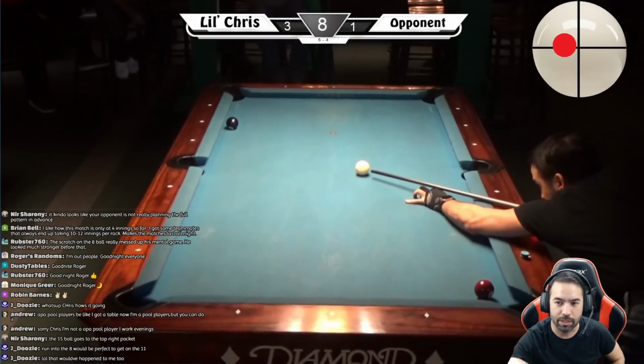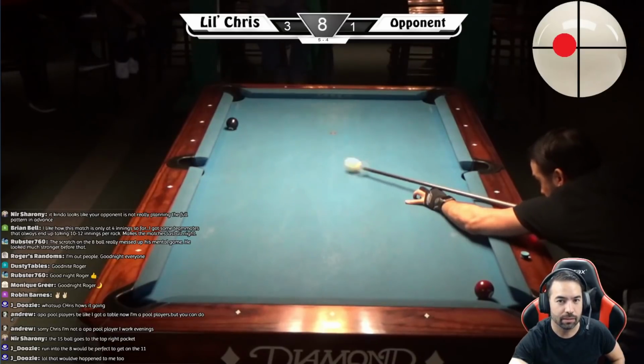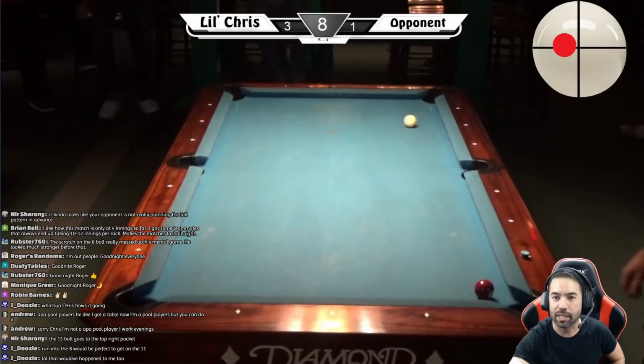I think here this is probably done with a bit of left spin just so I can keep the cue ball right there towards the second diamond. And I make it in. So I'm on the hill.